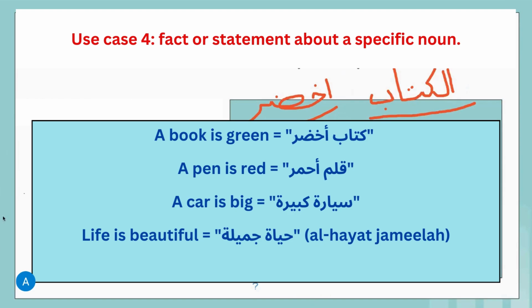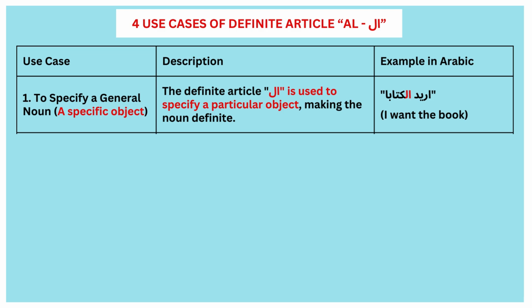When we want to use these sentences in indefinite form, we can do that too. Like, a book is green, kitab أخضر. A pen is red, قلم أحمر. A car is big, سيارة كبيرة. Life is beautiful, حياة جميلة. So, life can also be used as الحياة and حياة in a general sense and also in a more specific sense. Okay? Let's summarize all the 4 cases that we have learned today.